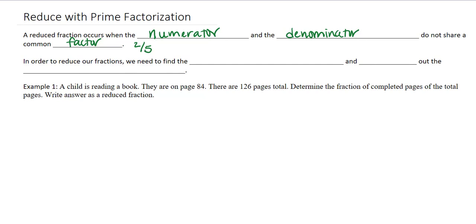So in order to reduce our fractions, we need to find the prime factorization and divide out the common factors.